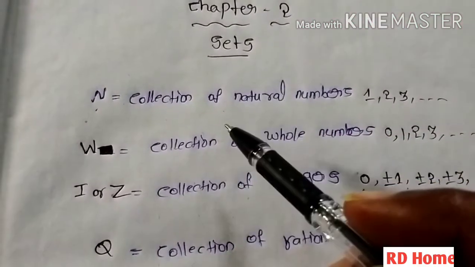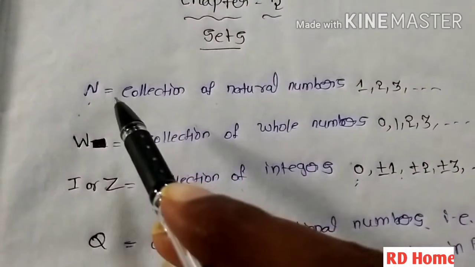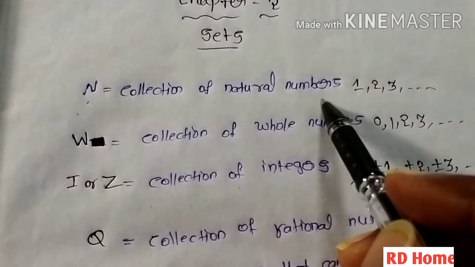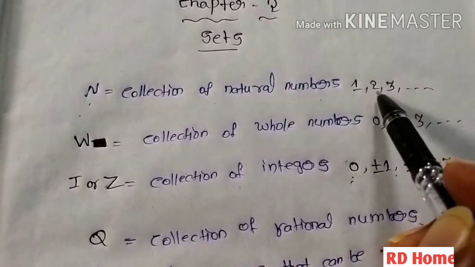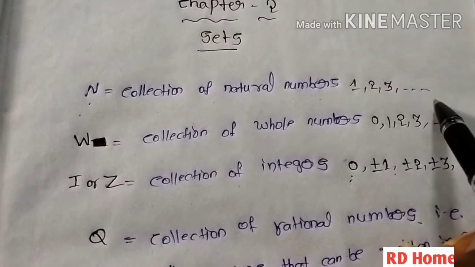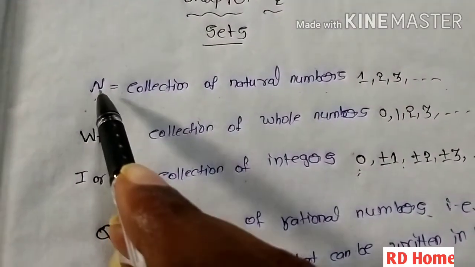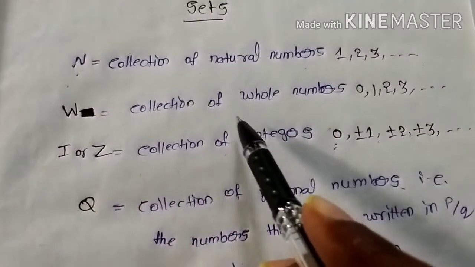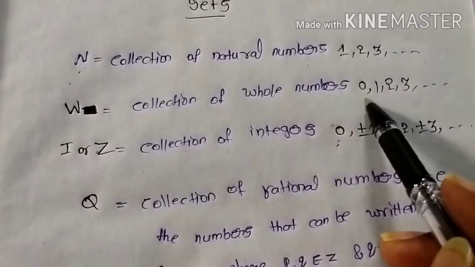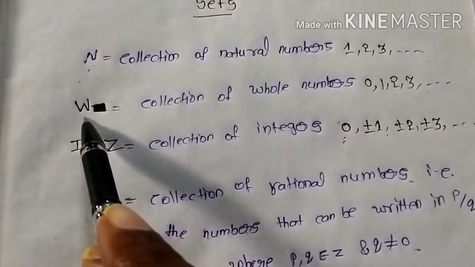First of all, I will discuss what I have discussed in the previous classes. First I am taking the collection of natural numbers, which are represented as 1, 2, 3 and so on, and represented by capital N. Yes or no? N represents the collection of natural numbers. Next, the collection of whole numbers 0, 1, 2, 3 is represented by W.